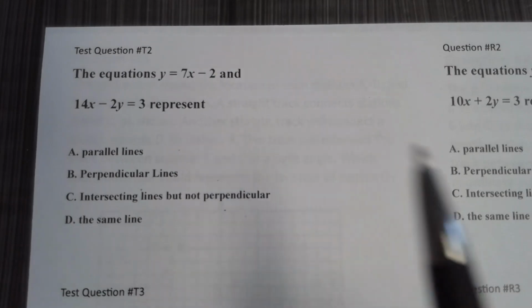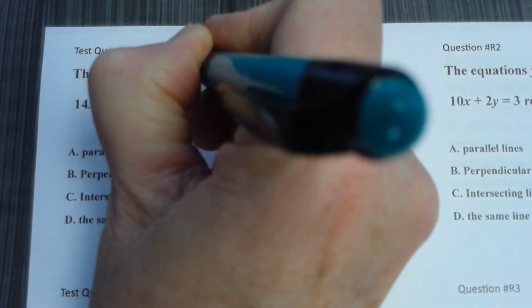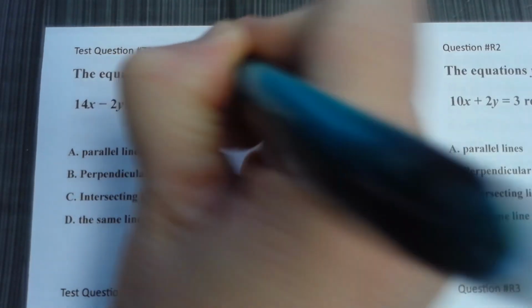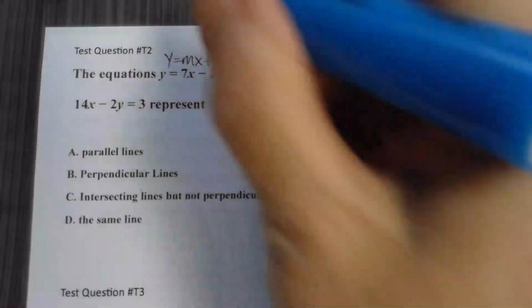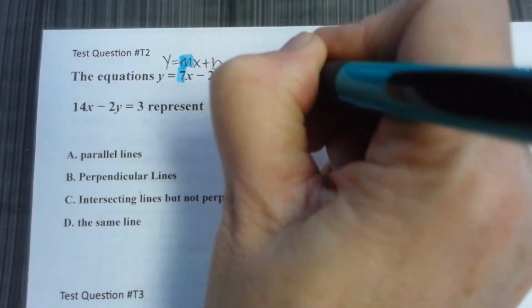Okay, so let's see what we've got. Slope for this first one, let's write y equals mx plus b right above that. And we know that m is the slope. So my slope here is 7.